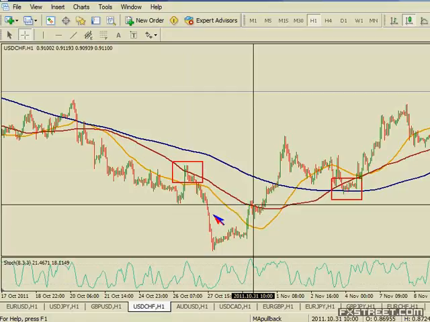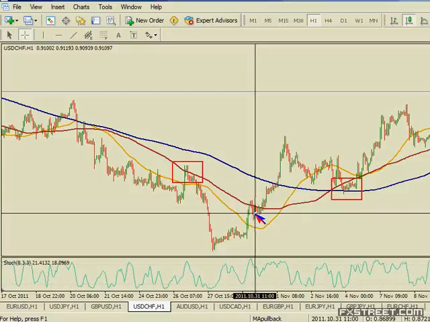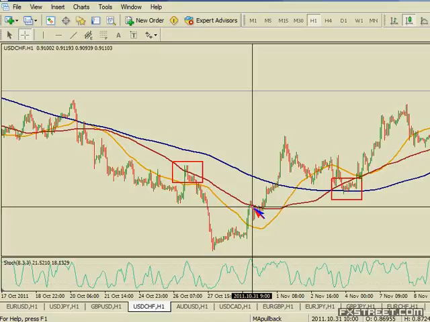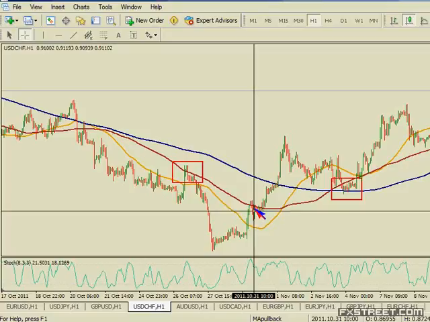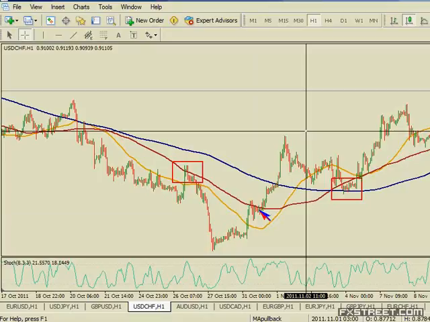Now here we have another one, a good example where it doesn't work so well. We have this turn here. It goes to the 100 period, and then it crosses. You get in around there, you put your stop loss there, and then you get stopped out, and it keeps going up, and then you see a bunch of crosses.